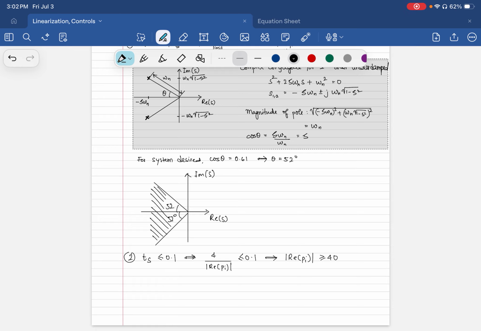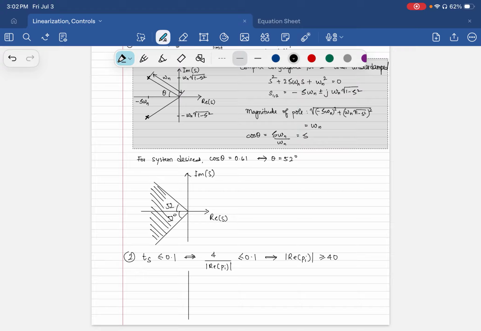Remember, there's a magnitude of the real part of the pole, which means that if I were to sketch this, we have for sure that it's negative. This point here is 40, and everything such that the magnitude of the real part is greater than this is going to be feasible.